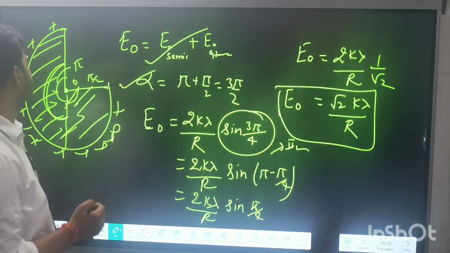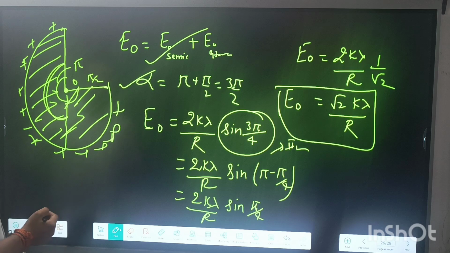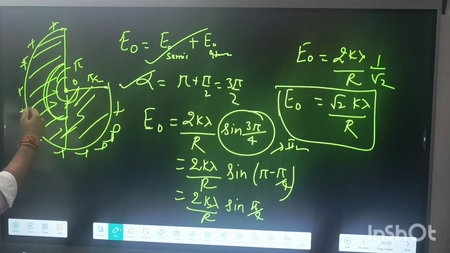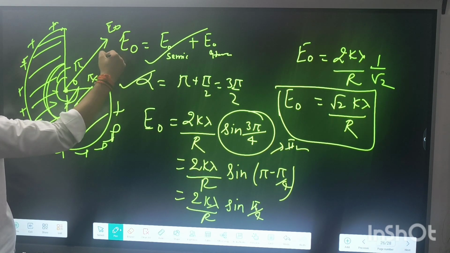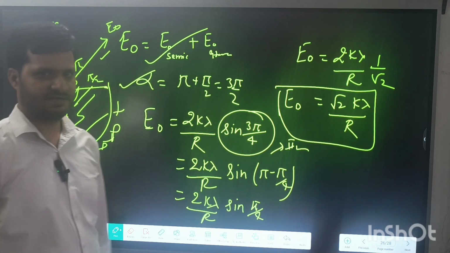You have to answer it from the resultant or the limiting case analysis. Next, if they ask about the direction of electric field lines, what do you observe? These are all positive charges, so the direction will be radially outward. This will be the direction for the electric field lines.